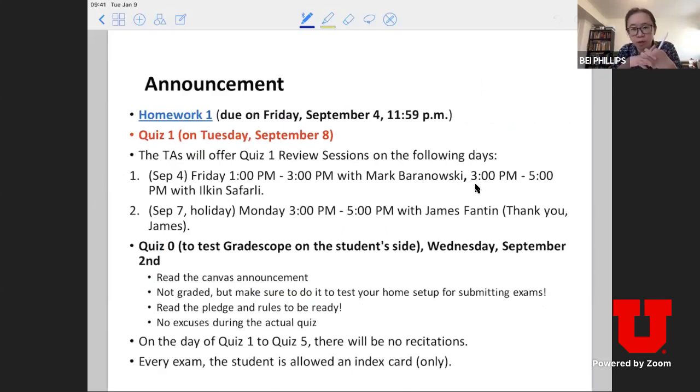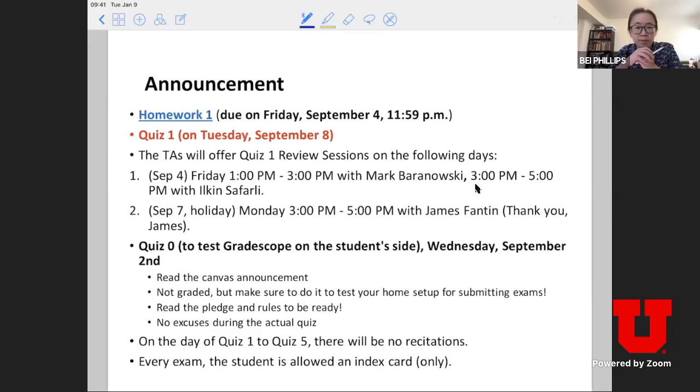First of all, the first homework is due this Friday at midnight, so make sure that is on your calendar. The most important part, which is in red, is that the first quiz is next Tuesday, September 8th. Next Tuesday we will not have a recitation. Instead, you can potentially use your recitation time to complete the quiz.